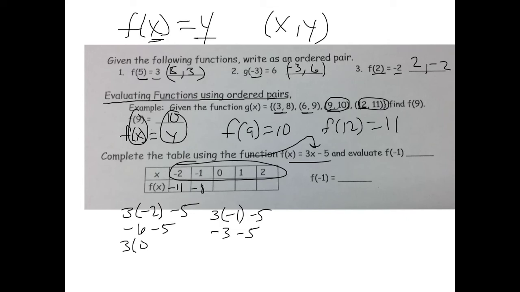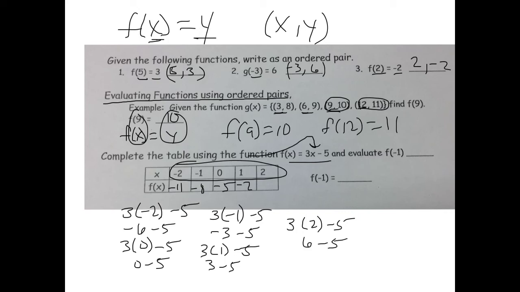Just plug in 0. 3 times 0 minus 5. 3 times 0 is 0. Minus 5 is negative 5. 3 times 1 minus 5 is 3 minus 5, or negative 2. And then the last one, 3 times 2 minus 5 is 6 minus 5, or 1. Then I'm supposed to find out what is f of negative 1. So I'll go right here. It's negative 8.